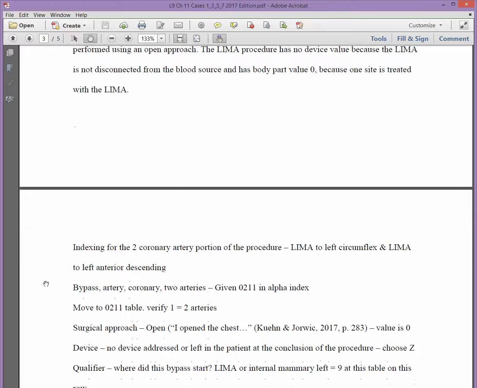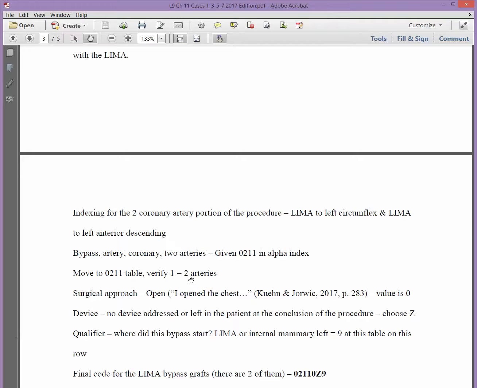So we're going to code the first part of the procedure, which was the 2 arteries that were being bypassed with the LIMA. We're going to index the main term of bypass, then artery, then coronary, and then 2, because we have the LIMA to the circumflex and the LIMA to the left anterior descending. You're given 0211 in the alpha index of your ICD-10-PCS coding manual. You move to the 0211 table. You verify your selection of 1, which equates to 2 arteries.